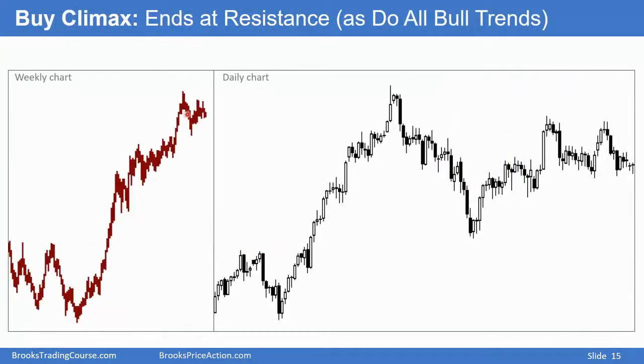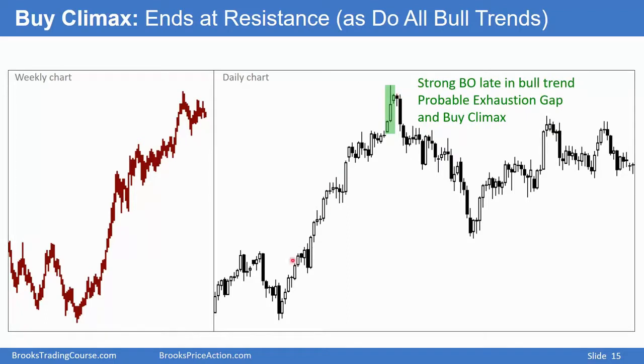Weekly chart, daily chart. A buy climax late in a bull trend, consecutive buy climaxes, here, here, here, here. Once you get 3 or 4 consecutive buy climaxes, chances are you're going to get a pullback and a pause. Probably this is going to be an exhaustion gap, a gap between this close and these highs. And then we have a pause bar. The gap at this point is from this low or that low and these highs.